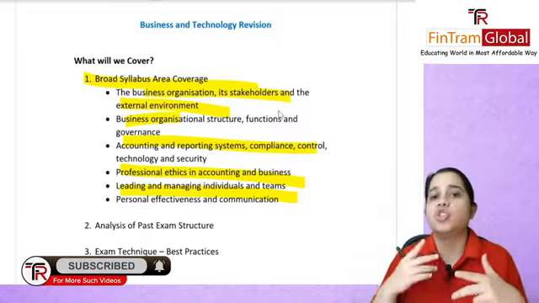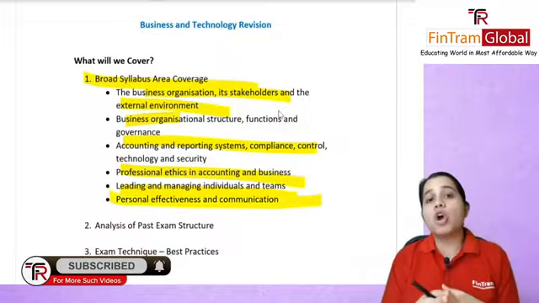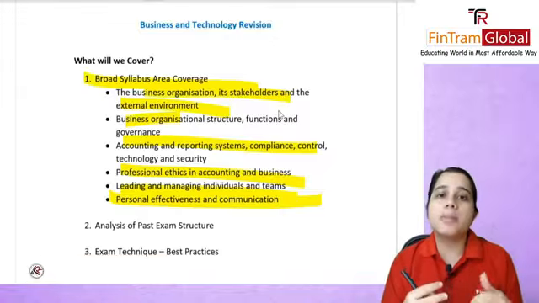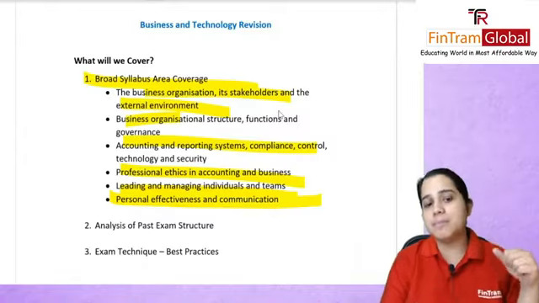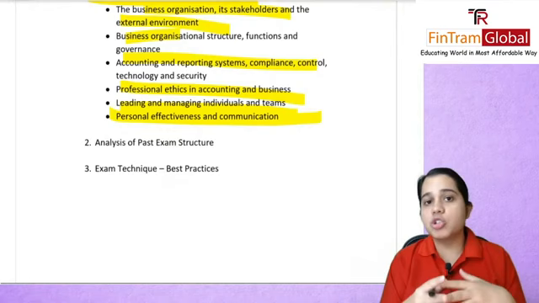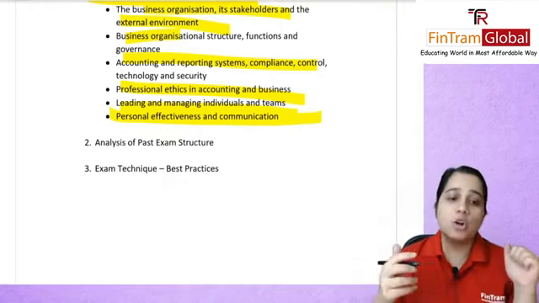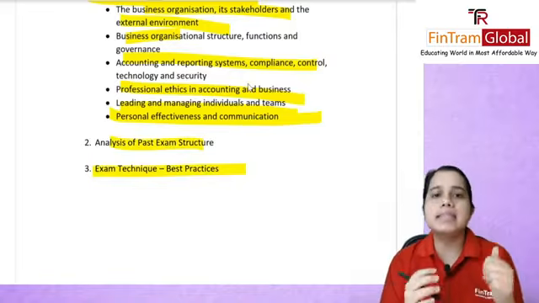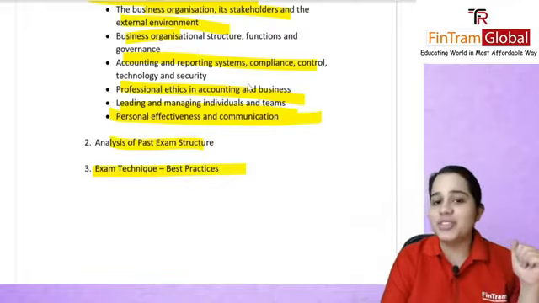We talked about leadership, supervision, and finally in the last syllabus area, we had talked about personal effectiveness and communication, wherein we talked about what are the types of communication. We talked about time management in detail. Then we will also do an analysis of our past exam structure, that how basically your exam will be, how many parts and all of that. And I will share with you some exam techniques, the best practices. For now, let's start with our revision.